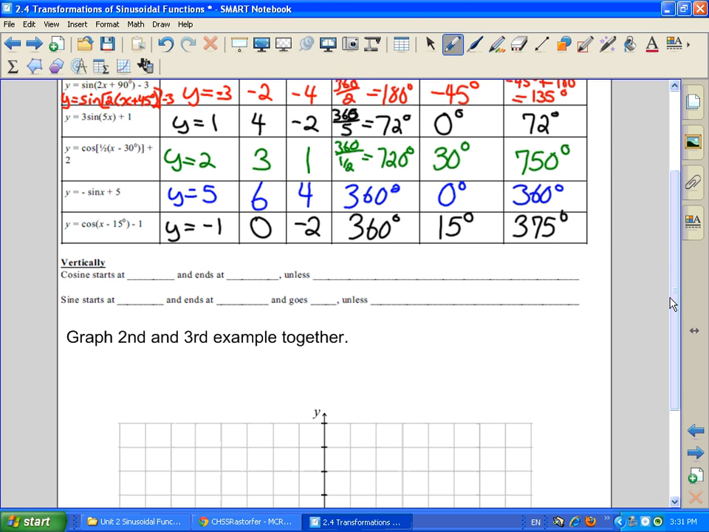your cosine generally starts at its max, and it usually ends at its max unless A is negative. Then it goes min to max.